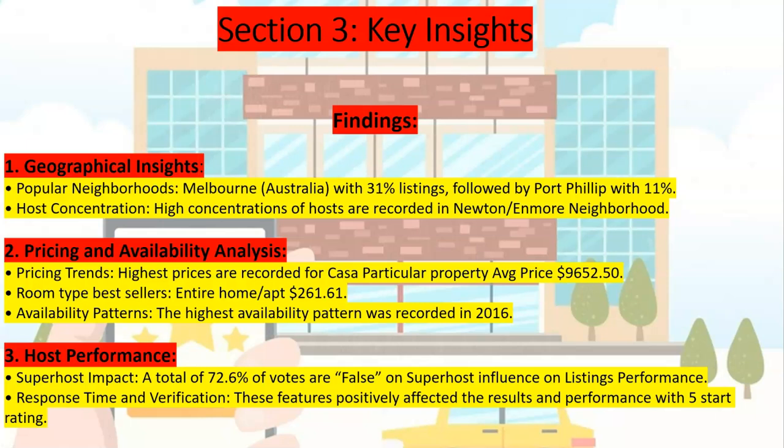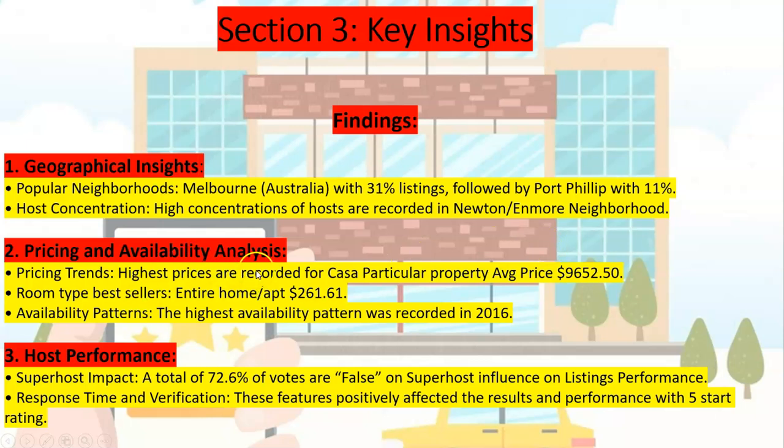Section 3, key insights. Let's now see what are the findings we derived after the analysis. Number 1, geographical insights. Popular neighborhood was Melbourne, Australia with 31% of listings, followed by Port Phillip with 11%. Host concentration. High concentration of hosts were recorded in Newton and More neighborhood.